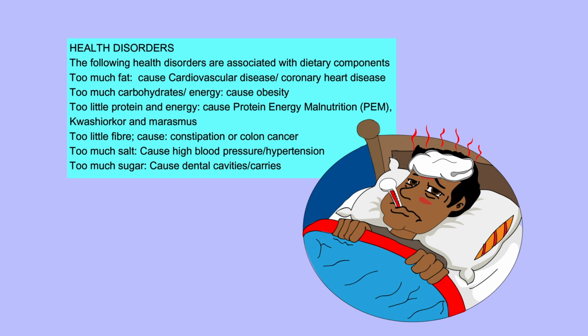The following health disorders are associated with dietary components. Too much fat causes cardiovascular disease or coronary heart disease. Too much carbohydrates or energy causes obesity. Too little protein and energy causes protein energy malnutrition, kwashiorkor and marasmus. Too little fiber causes constipation or colon cancer. Too much salt causes high blood pressure or hypertension. Too much sugar causes dental cavities or caries.